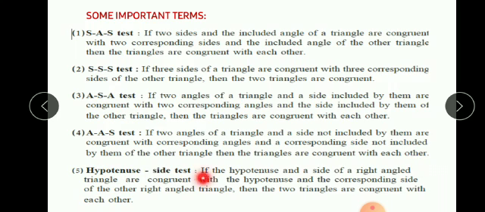Then the hypotenuse side test. We have seen all the tests with examples. These are some statements which you have to keep in mind and also note down in your notebooks. If the hypotenuse and a side of a right angle triangle are congruent with the hypotenuse and the corresponding side of the other right angle triangle, then the two triangles are congruent with each other. Okay children, here we have finished this part of the important terms, and the next part we will see in the next video.